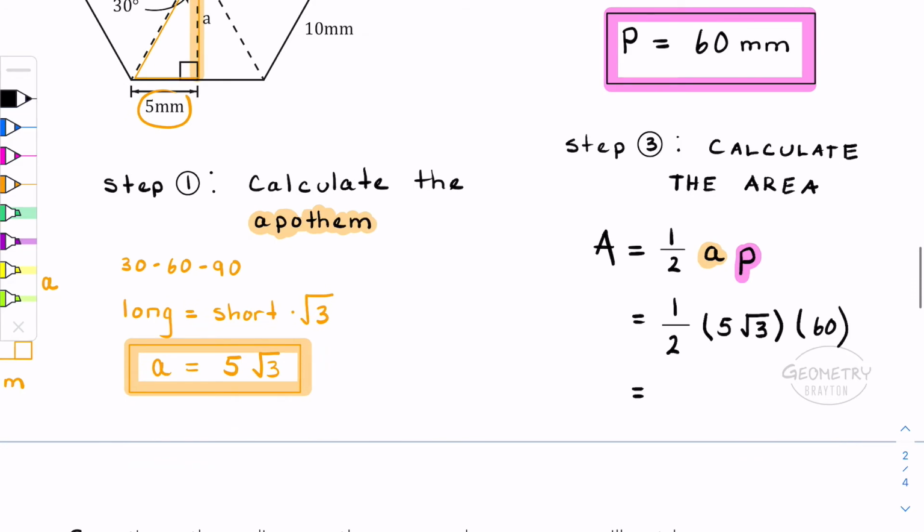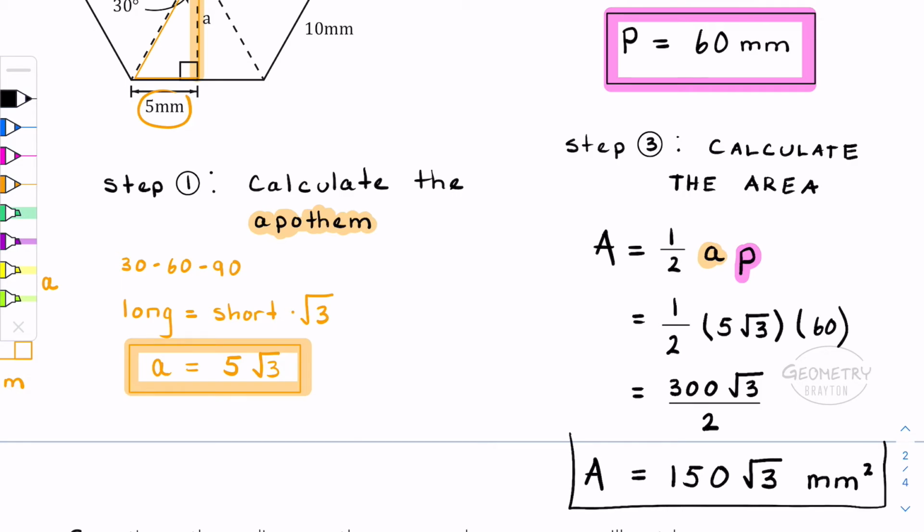We're leaving this in radical form, so multiply your numerators together. We have 300, that's 5 times 60, times the square root of 3, divided by 2. And when we simplify this, the area is equal to 300 divided by 2, which is 150, times the square root of 3, and this is square millimeters. That is your final answer.